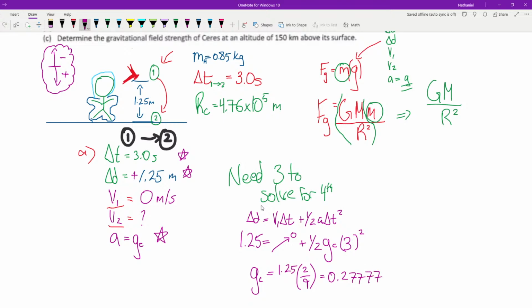0.27777. And the unit, GC, it's an acceleration, so it should be meters per second. No, meters per second squared. Beautiful. Okay. So I have a question. Does this number make sense? Our G on planet Earth is 9.81. We just said. So how does that number compare?